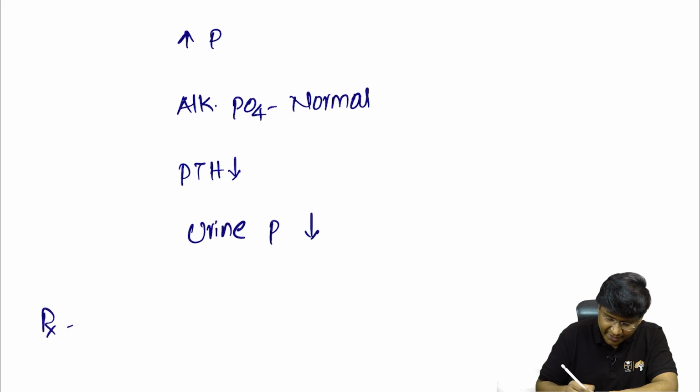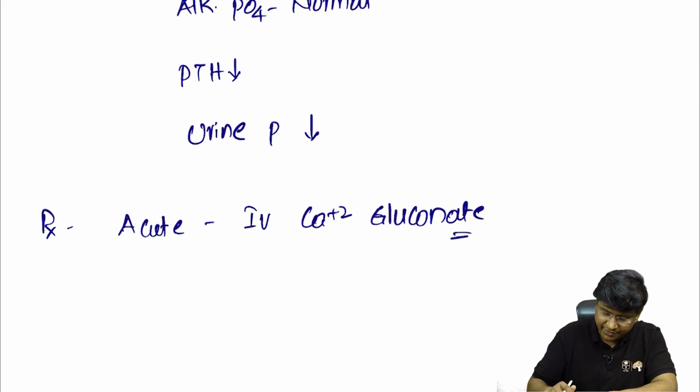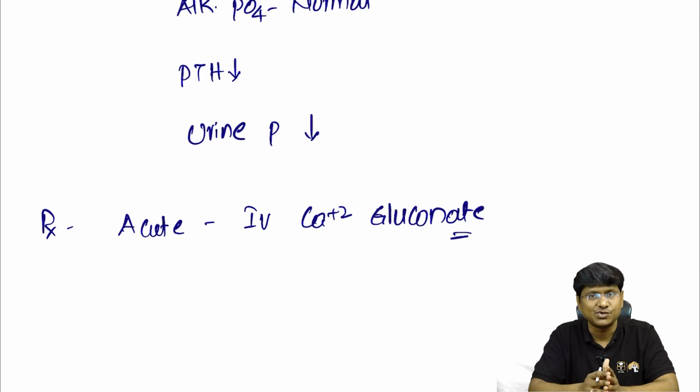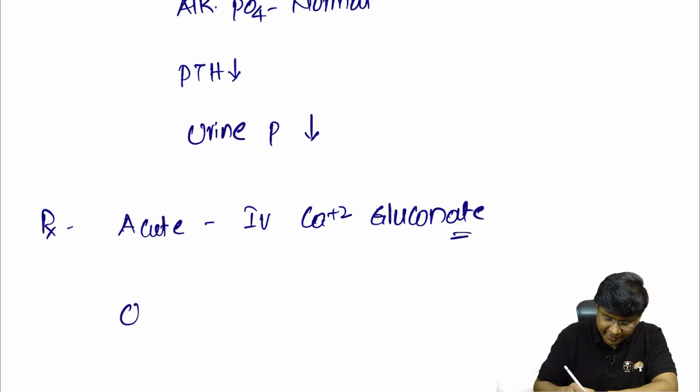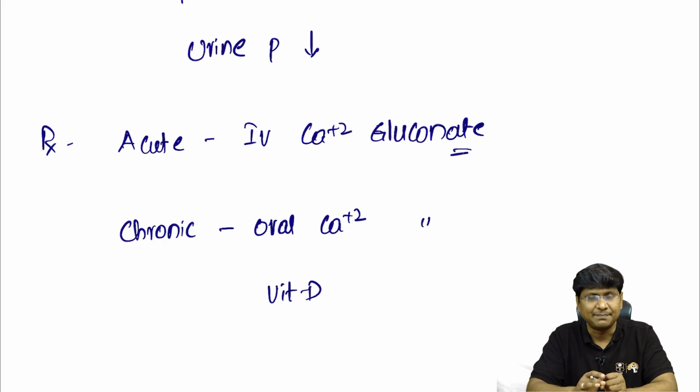Then how will you treat? In cases of acute hypoparathyroidism, you need to give intravenous calcium gluconate. Whereas in cases of chronic hypoparathyroidism, you need to give oral calcium gluconate, and then you need to give vitamin D supplementation. That is in case of chronic hypoparathyroidism.